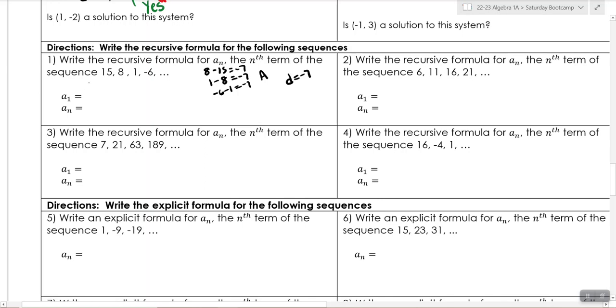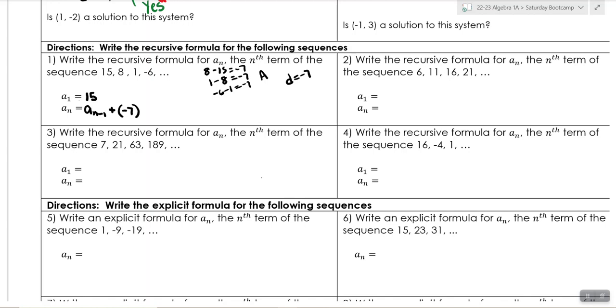To write the recursive formula, you start with the first term, and then it's a sub n minus 1 plus the common difference, which is negative 7. Let's look at number 3. Write the recursive formula for a sub n, the nth term of this sequence. But once again, they don't tell you if it's arithmetic or geometric, so you need to check.